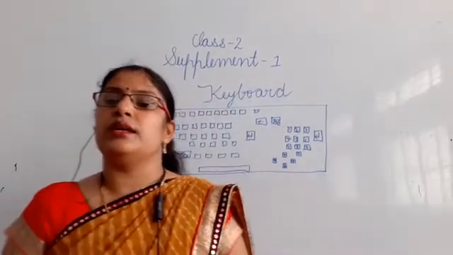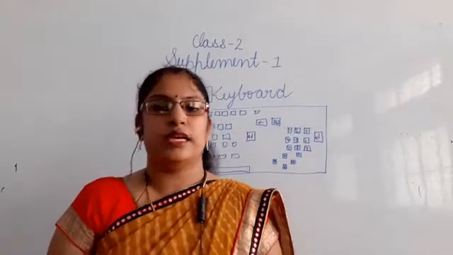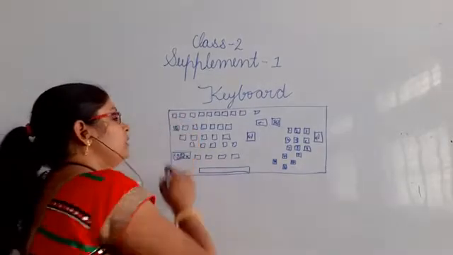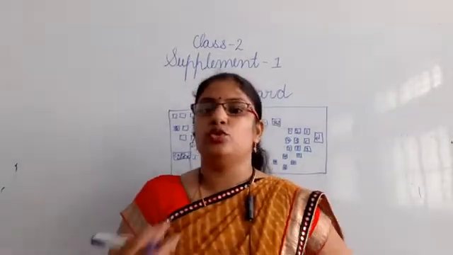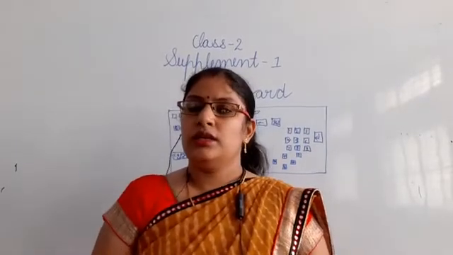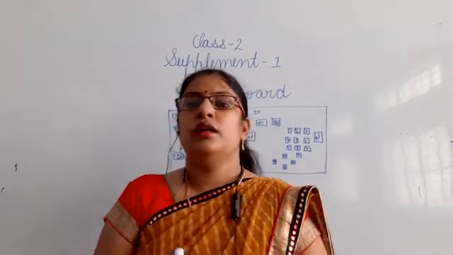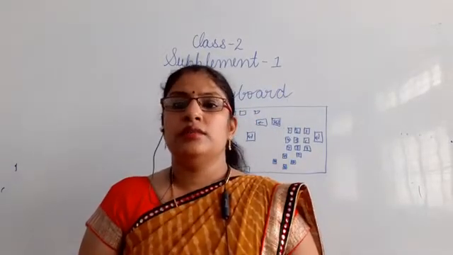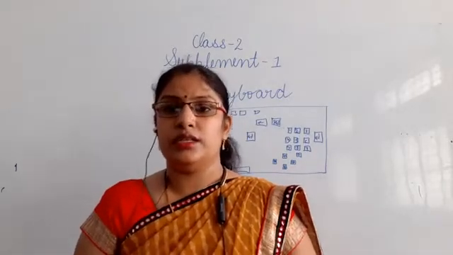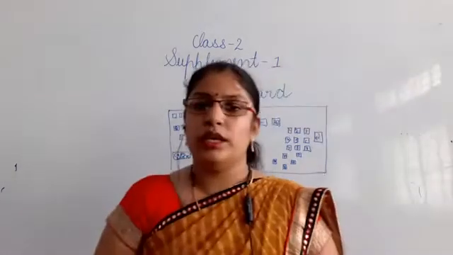So in the English language, how many alphabets do we have? We have 26 alphabets. So on the keyboard also we have 26 alphabet keys to type letters. These are called A to Z keys, meaning A to Z letters. All the letters or alphabets of English are present on the keyboard in the form of alphabet keys.